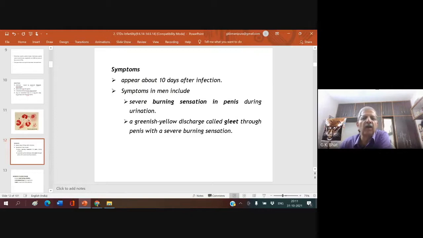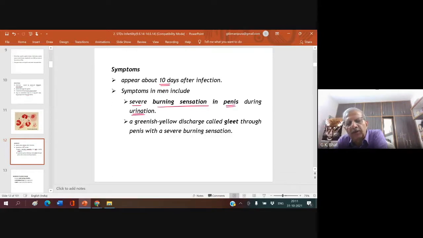Symptoms appear about 10 days after infection. If a boy goes into contact with an STD-suffering girl, within 10 days the infection appears. Symptoms in men include a severe burning sensation in the penis during urination. When he goes to pass urine, he gets some sort of burning.